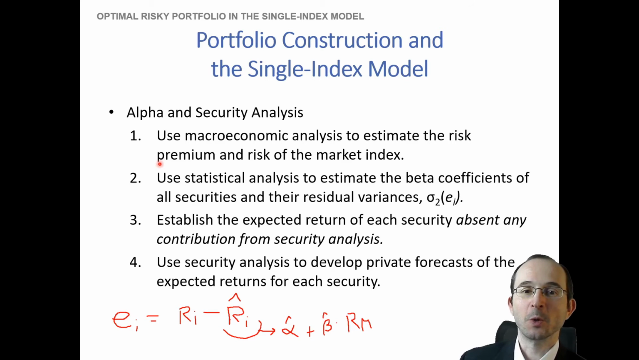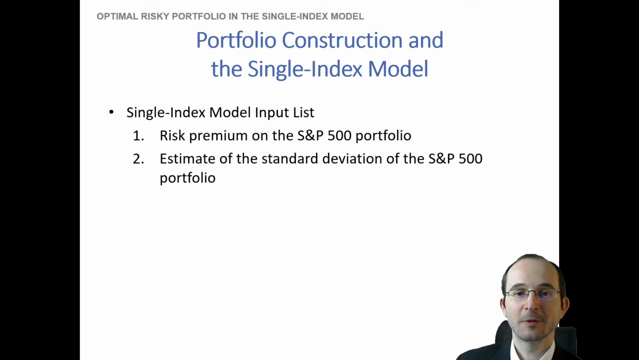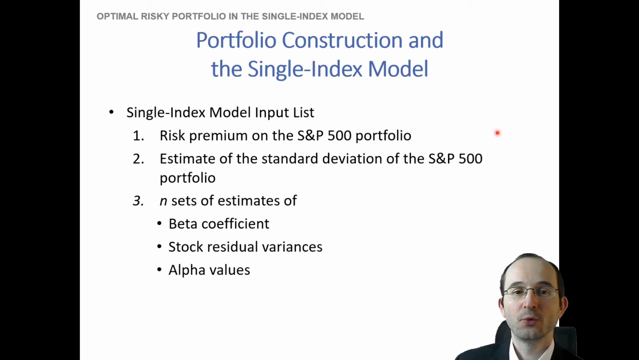Now, if we wanted to go a step above, then we could actually try to estimate a better forecast of the expected returns for each security. To do this for the S&P 500, what do we need? Well, we need the risk premium that we expect to obtain for the S&P 500. We need to estimate the standard deviation of the S&P 500. For each of the firms in our portfolio, we need their betas and their alphas.